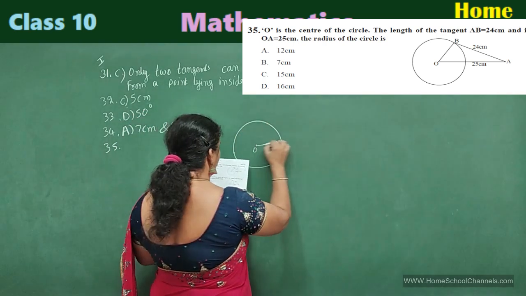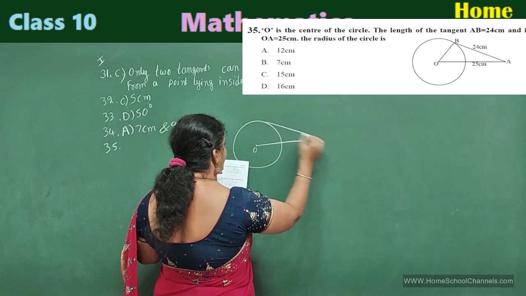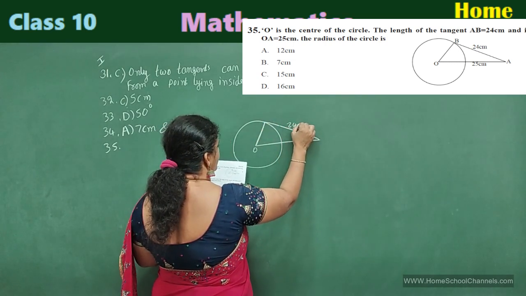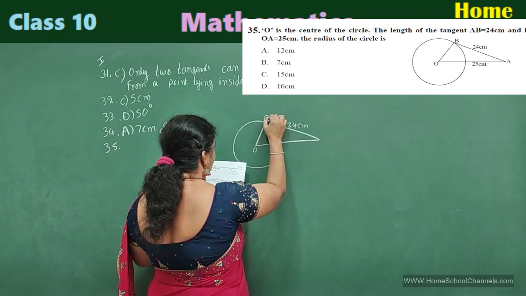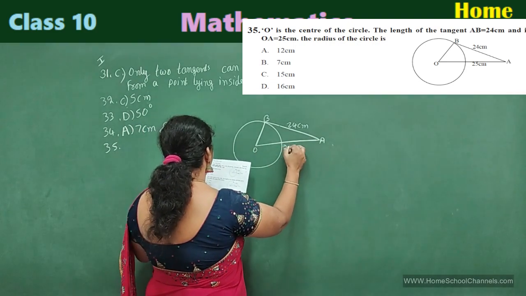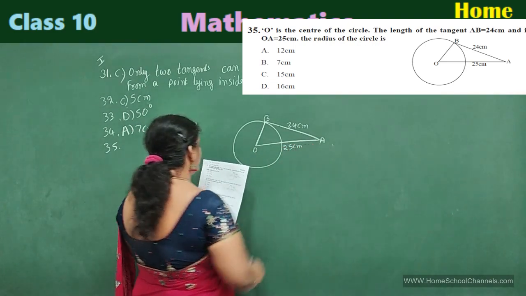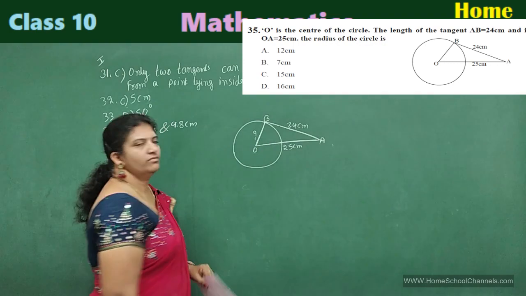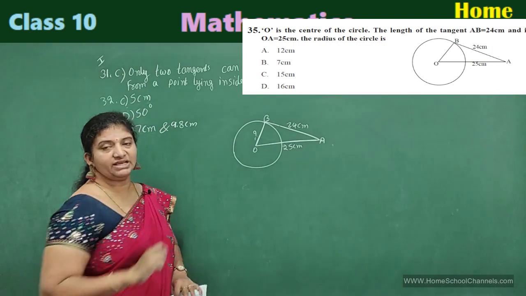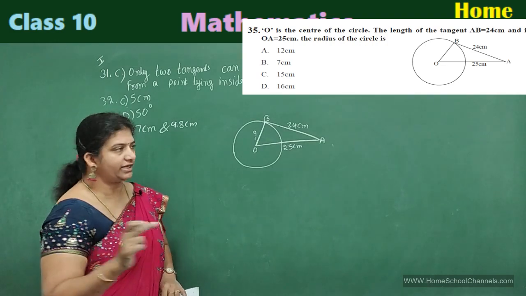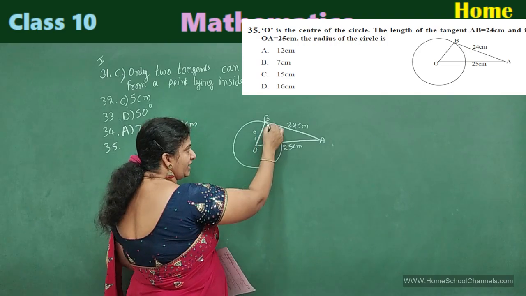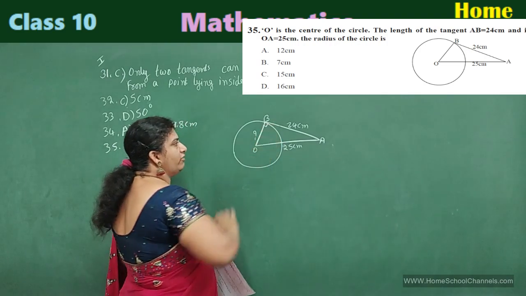The length of the tangent AB is equal to 24 centimeters. And if OA is equal to 25 centimeters, find the radius of the circle. Observe the figure carefully. A is an external point, O is the center, B is the point of contact, AB is a tangent. Tangent is always perpendicular to the radius through the point of contact.